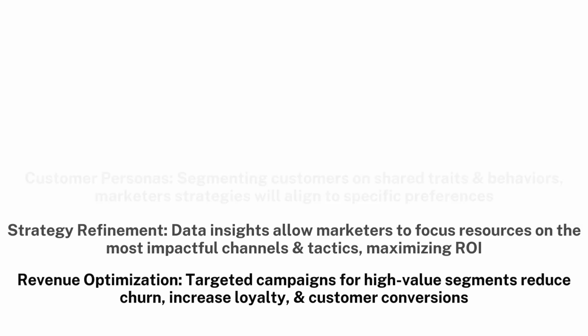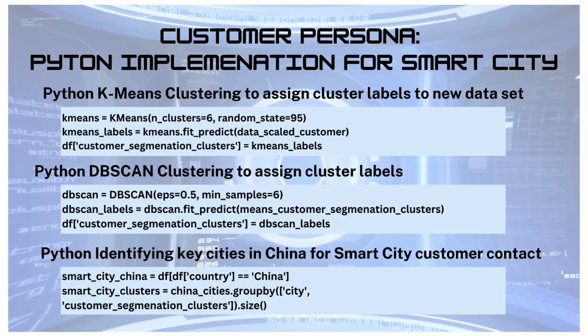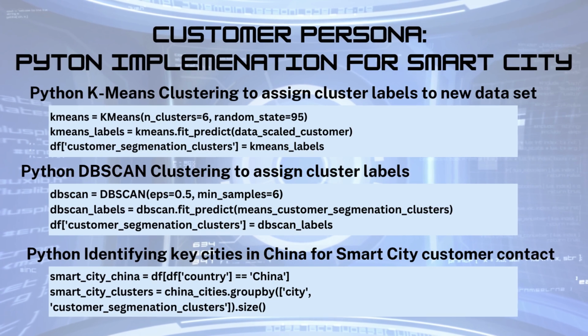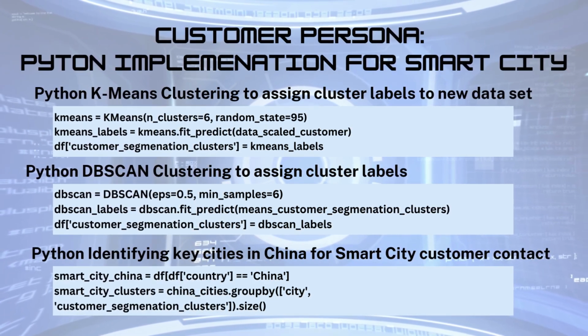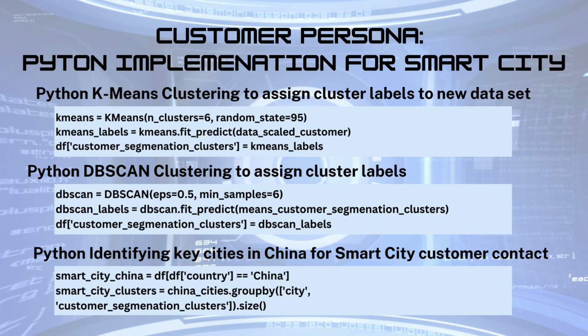Okay, on this one, this is a customer persona Python implementation for a smart city. What was done was basically creating customer personas using something simple like K-Means clustering, and you do this by assigning clusters and labels to new data sets. Here's a little example with K-Means: you set your clusters and your random state, and then you model. Then you do a K-Means fit for predictions on the scaled data. You have to scale the data first, and then you can store the labels in a data frame.